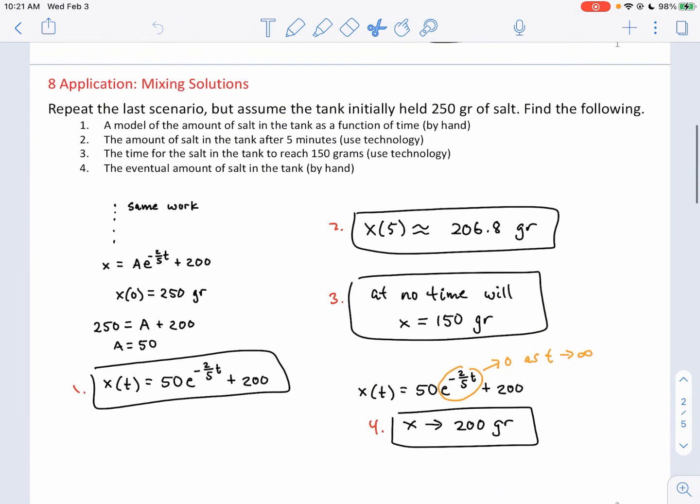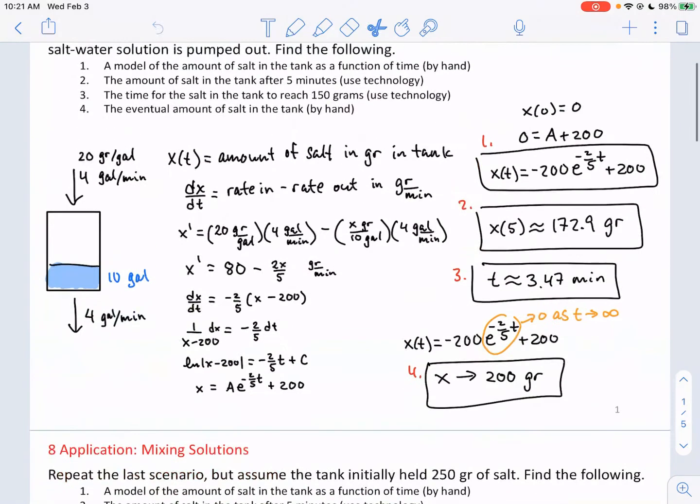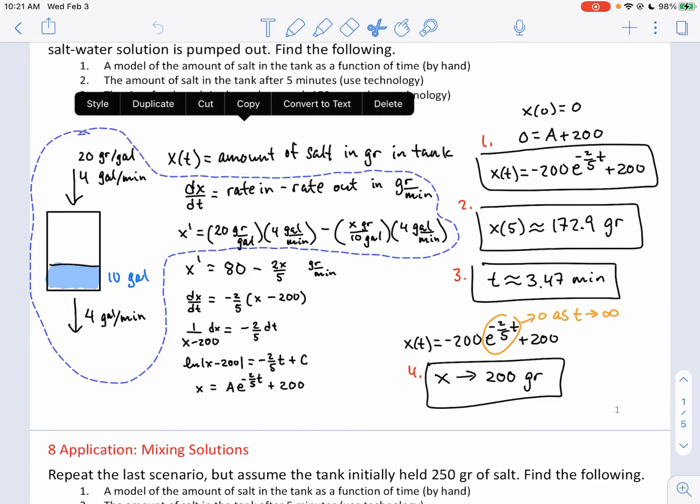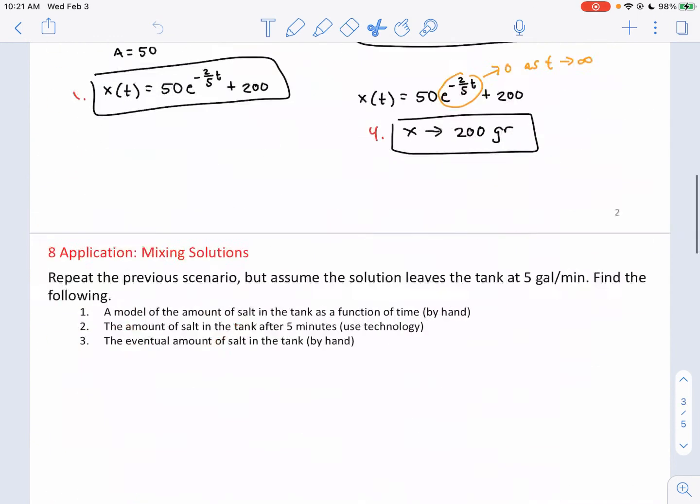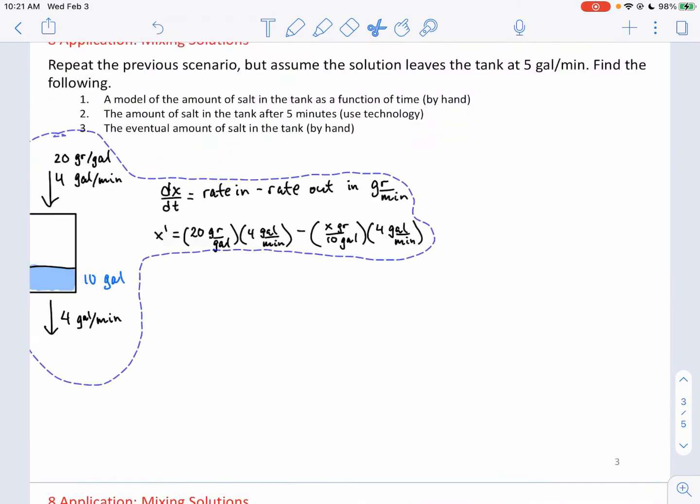Okay, so we now have the solution leaving at a different rate. We're repeating the previous scenario, so we're going to assume that initially we had 250 grams. I'm going to copy some of this information from the very original and see what we need to edit. I'm going to copy that, bring it down here.